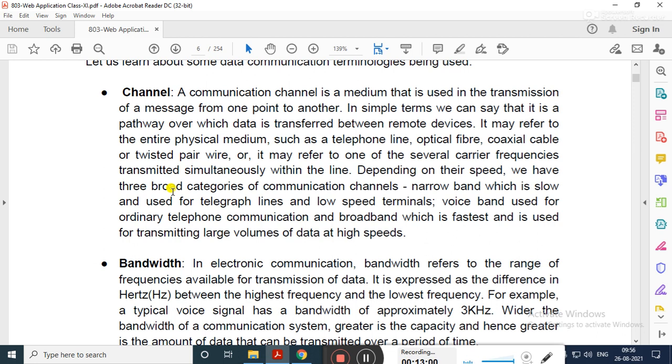Like we all now use Jio broadband. BSNL broadbands are currently not so popular, but previously only one broadband service was available, that is BSNL. Now various kinds of companies are available, Airtel also, MTS broadband also. Okay, so that's it about the channel.